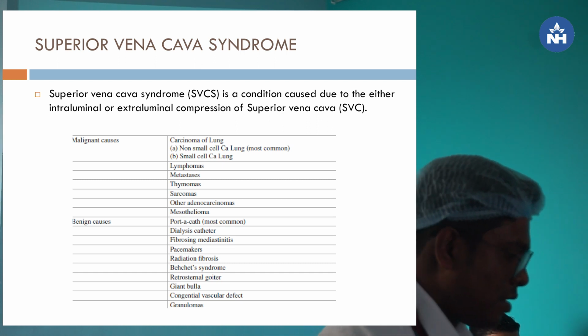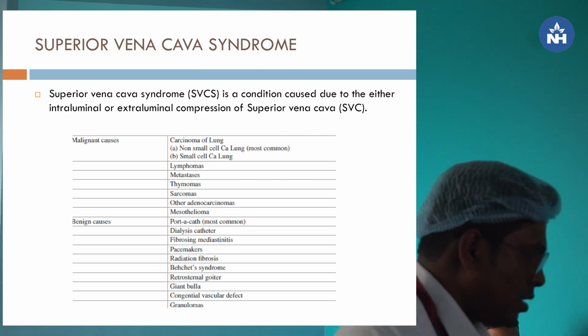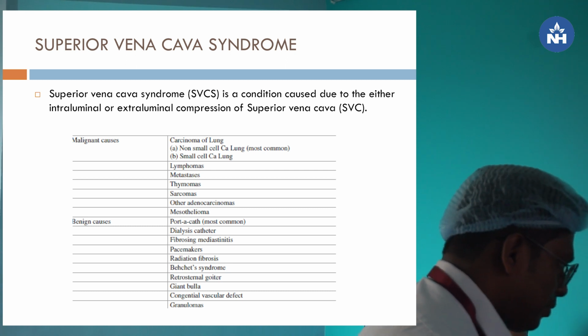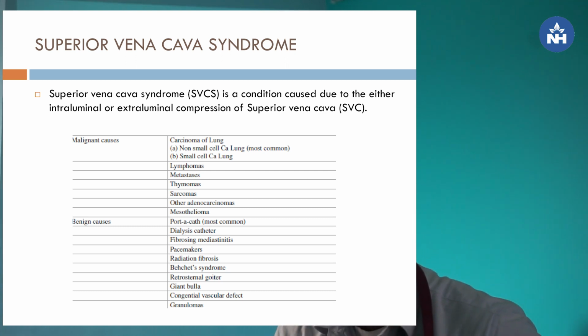These are the causes of the superior vena cava syndrome. The malignant causes include carcinoma lung, lymphomas, metastasis, thymoma, sarcoma, other adenocarcinoma and mesothelioma. Benign causes include the portacath, dialysis catheter, fibrosing mediastinitis, pacemaker, radiation fibrosis, Behçet syndrome, retrosternal goiter, giant bulla, congenital vascular defect and granulomas.